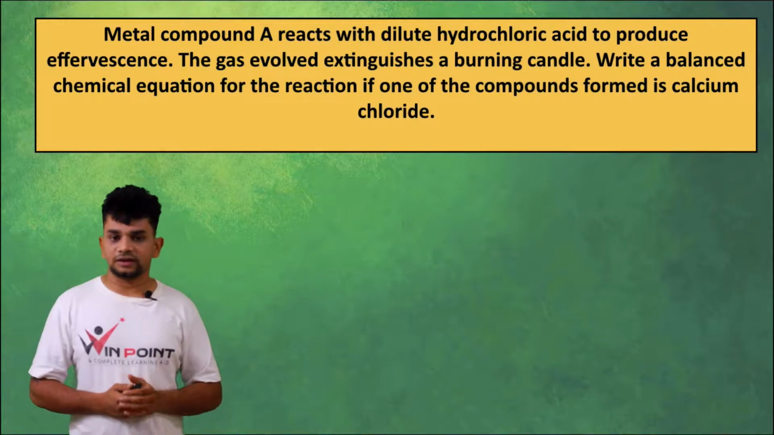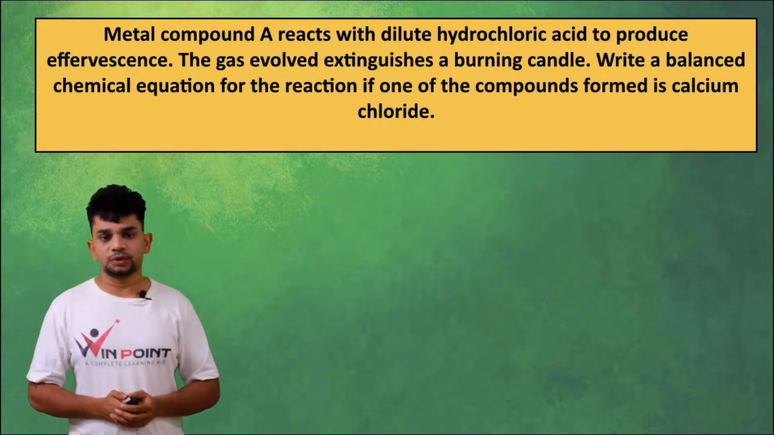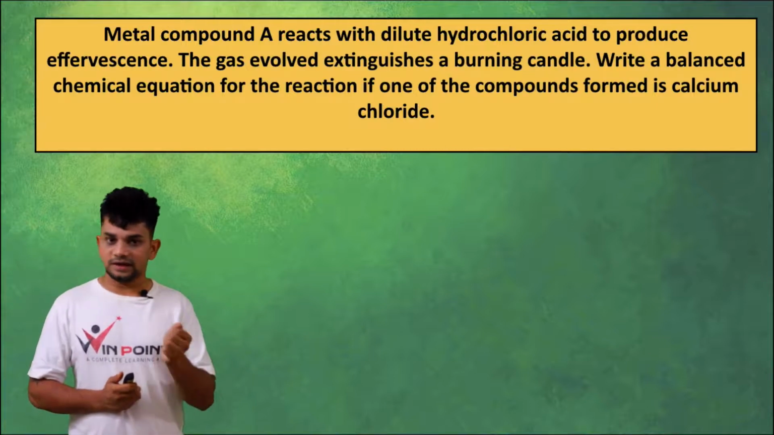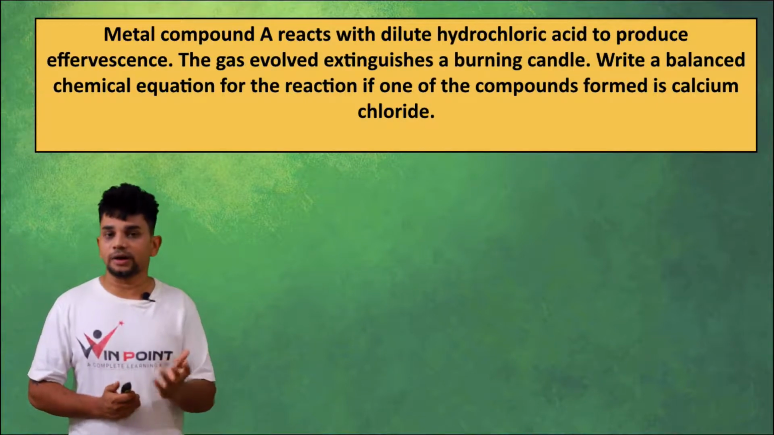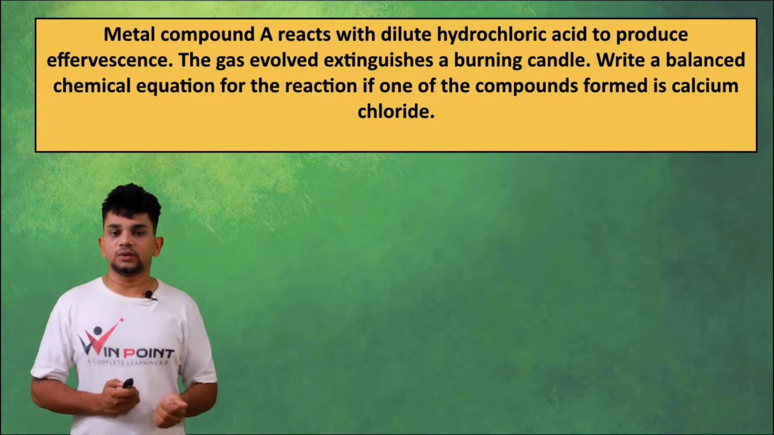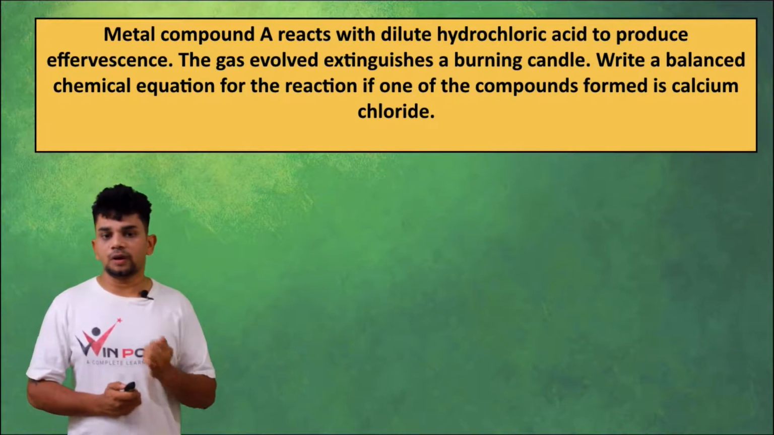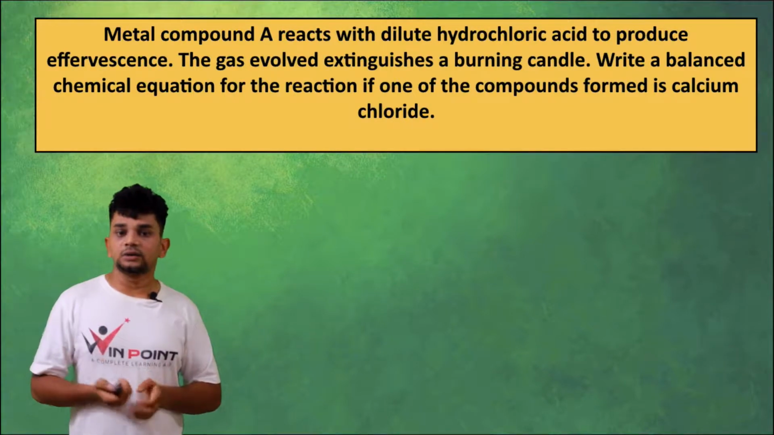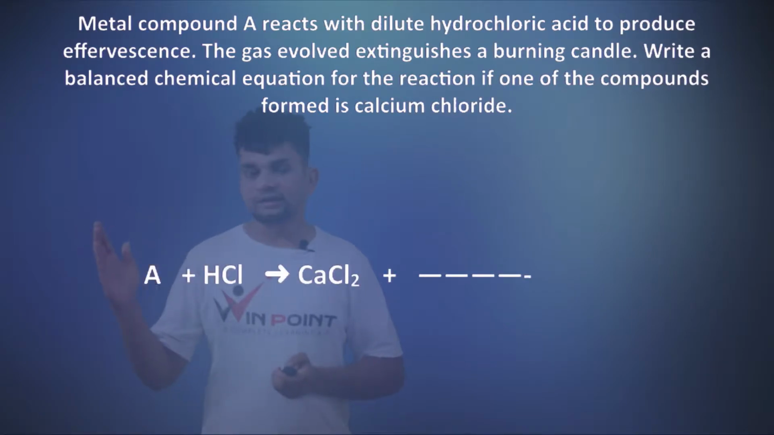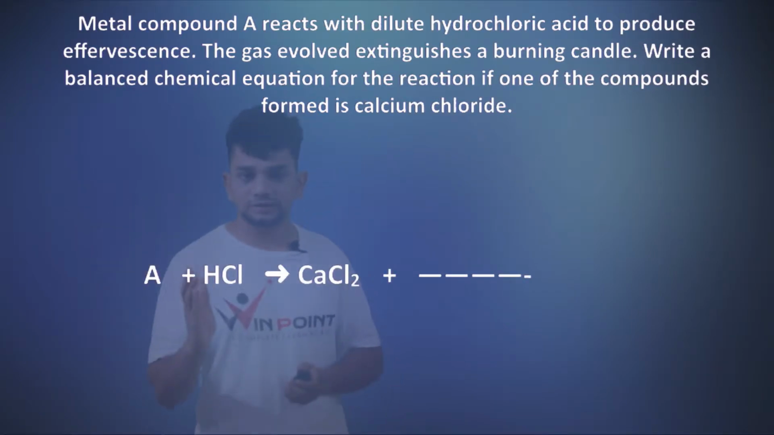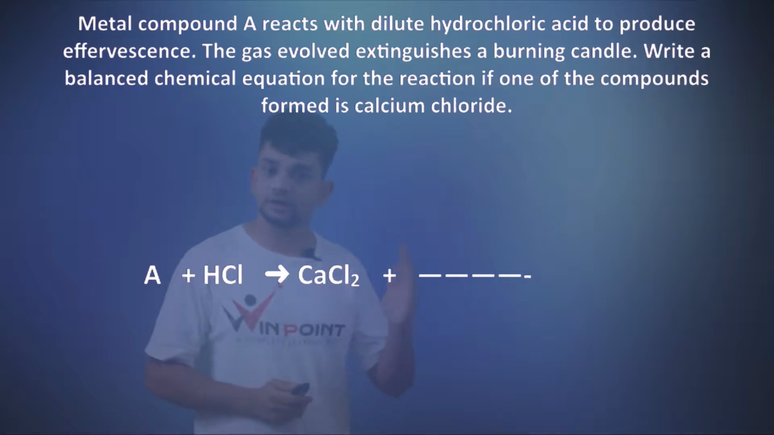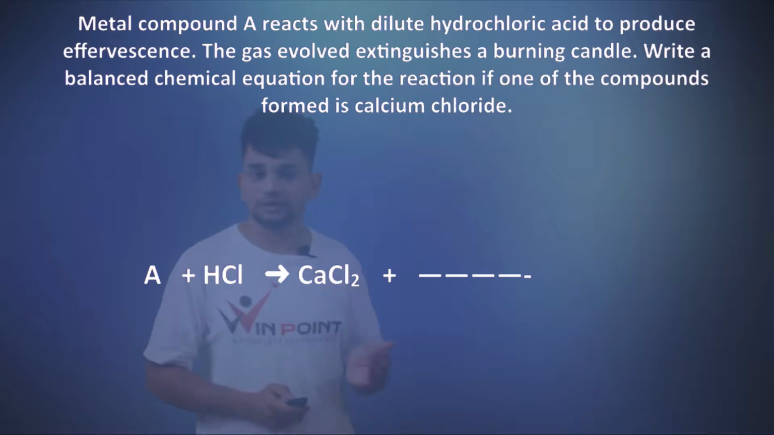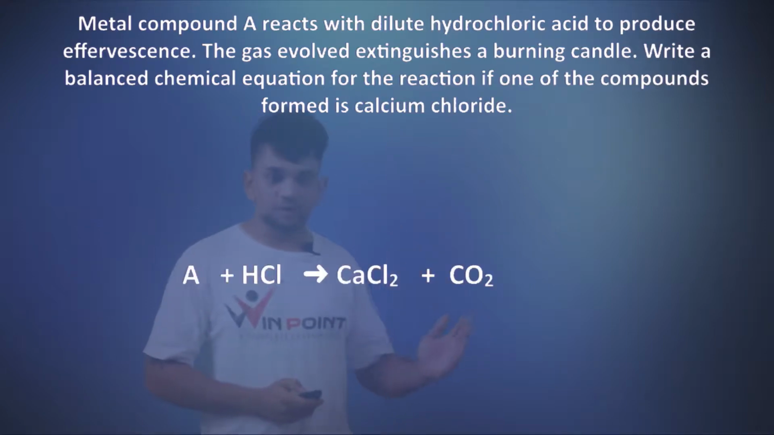Metal compound A reacts with dilute hydrochloric acid to produce effervescence. The gas evolved extinguishes a burning candle. If the gas extinguishes a burning candle, it will be carbon dioxide. Write a balanced chemical equation for the reaction if one of the compounds formed is calcium chloride. So there is a metal compound A reacting with dilute hydrochloric acid, and one of the products is calcium chloride. The gas produced extinguishes the fire, which means it is carbon dioxide, right?